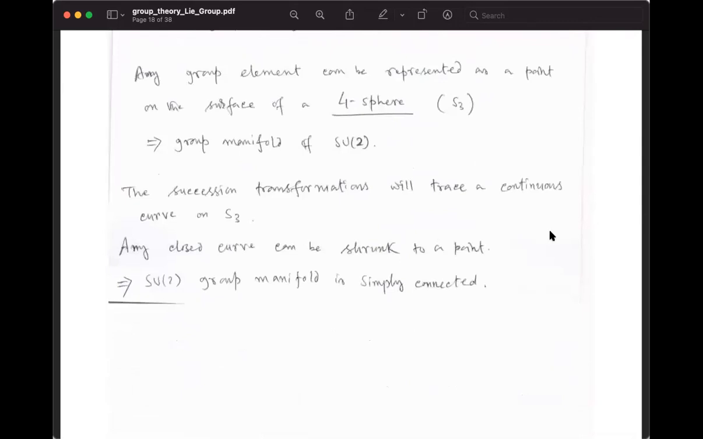Now, if you start with some element and you successively apply this transformation again and again, you can trace a continuous curve on the S3. So any closed curve can be shrunk into a point, and that's why the SU(2) group manifold is simply connected. And this can be realized in terms of homotopy as well.